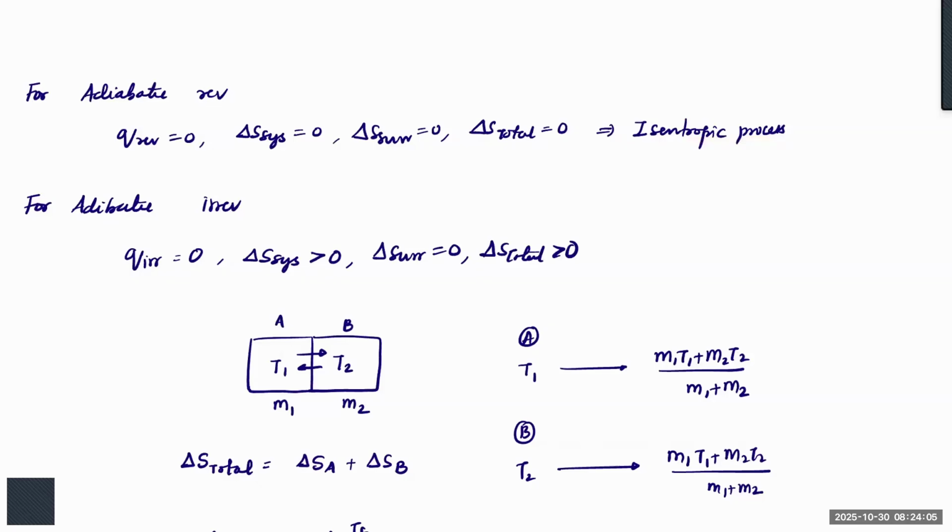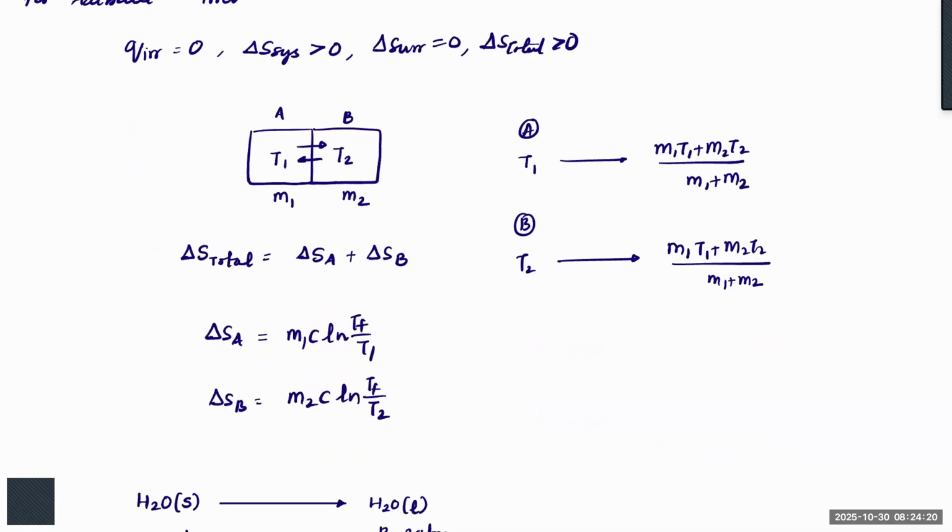If it is an adiabatic irreversible process, Q irreversible is 0, delta S of the system is greater than 0, delta S of the surrounding is equal to 0, and delta S of total is greater than 0. Okay, clear?